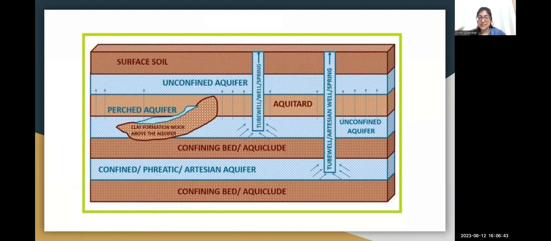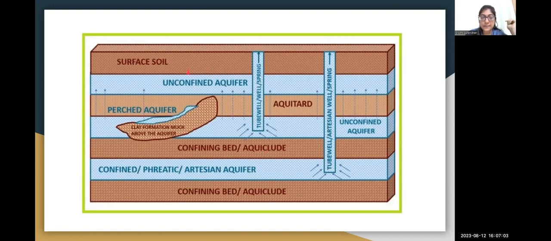So what happens is, as more and more water keeps coming into this aquifer, the pressure of water will keep increasing because there is a pressure that is applied by the top and bottom layer. Because there's a top layer, it is going to keep applying a pressure. So the pressure of the water in here is going to increase.